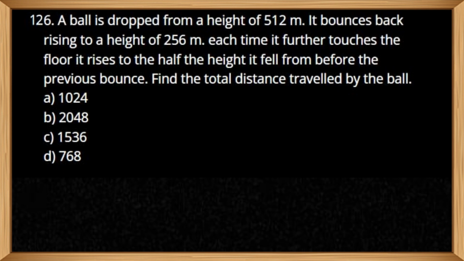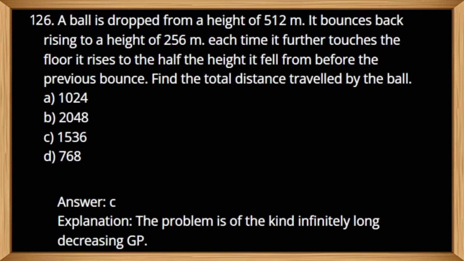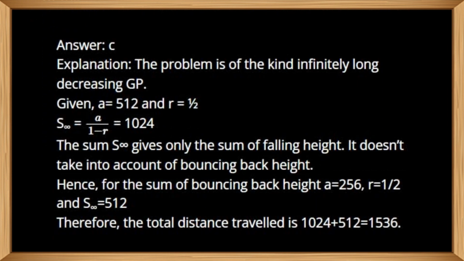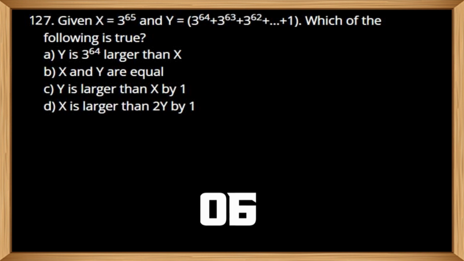A ball is dropped from a height of 512 meters. It bounces back, rising to a height of 256 meters. Each time it touches the floor, it rises to half the height it fell from before the previous bounce. Find the total distance traveled by the ball. Option C: 1536 meters.